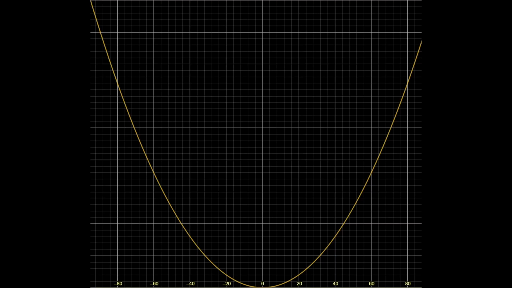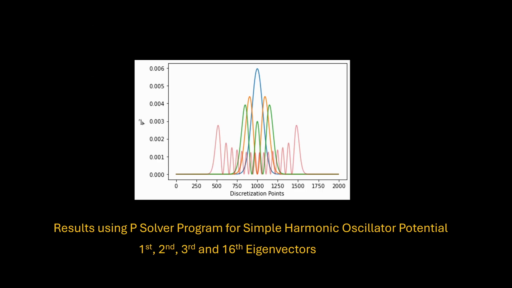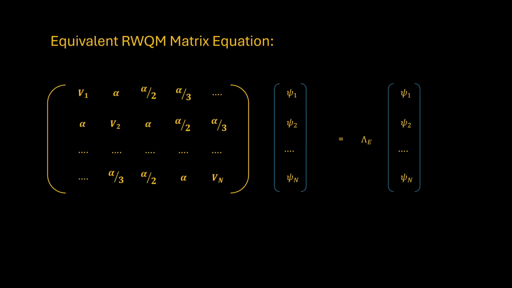When this program is applied to a simple harmonic oscillator potential, such as the parabolic one illustrated here, the results obtained in this slide were found. To keep the graph reasonably simple, only the results for the first, second, third and 16th eigenvectors have been plotted. The numbers on the x-axis refer to each discretization point in the finite difference application, while the plot itself is of psi star psi.